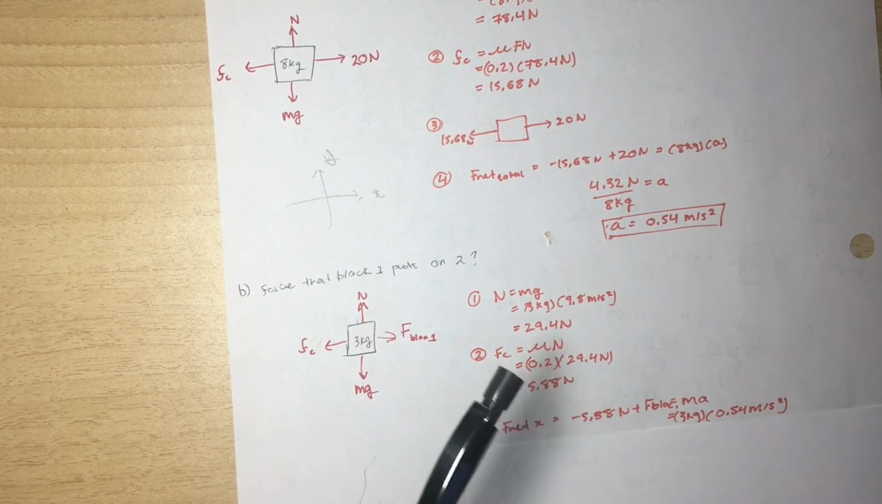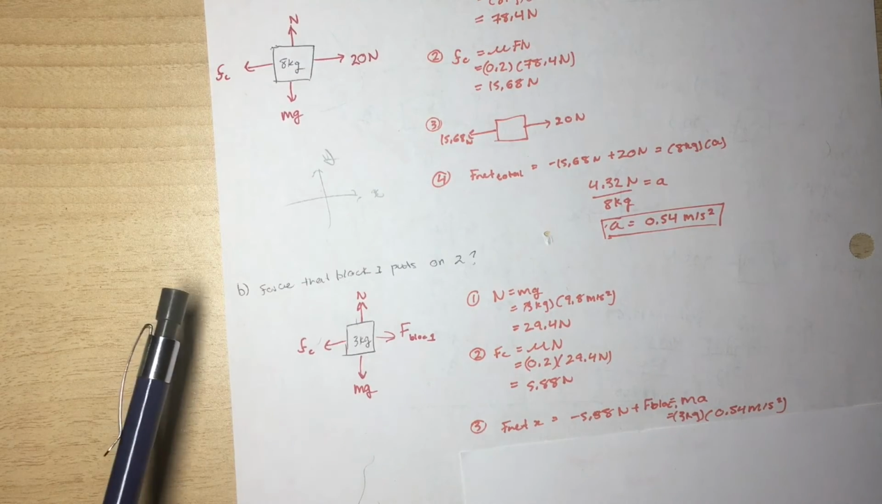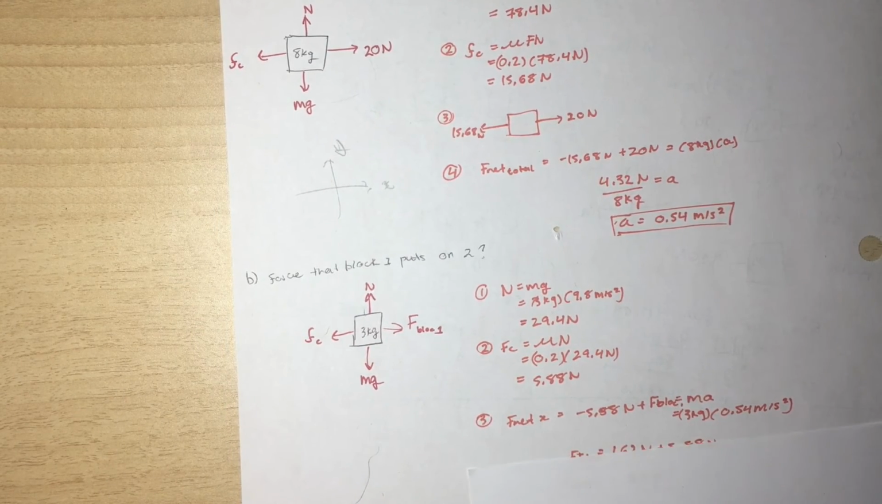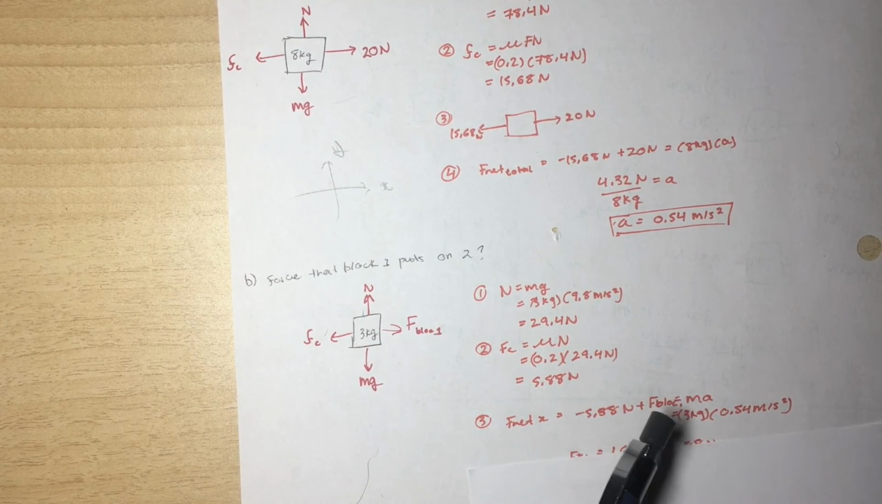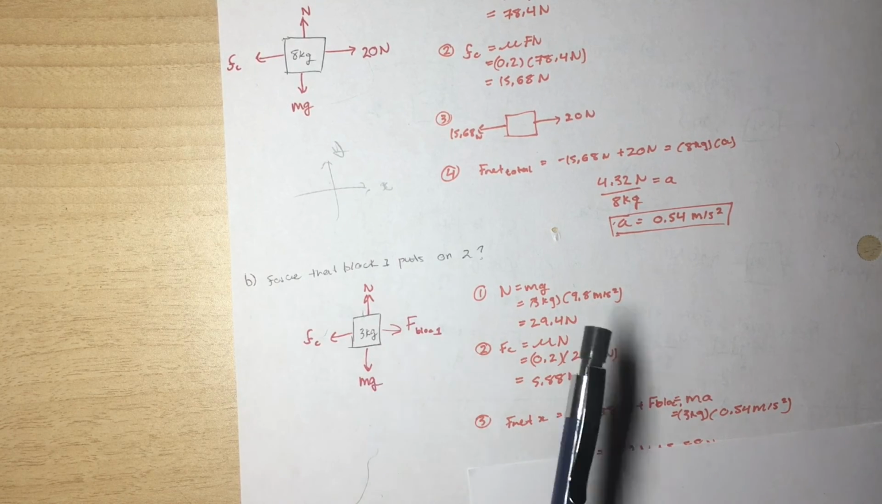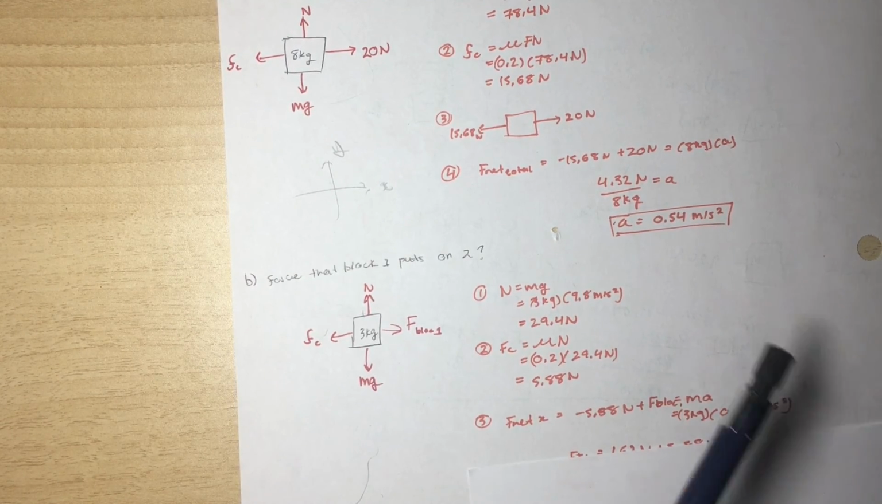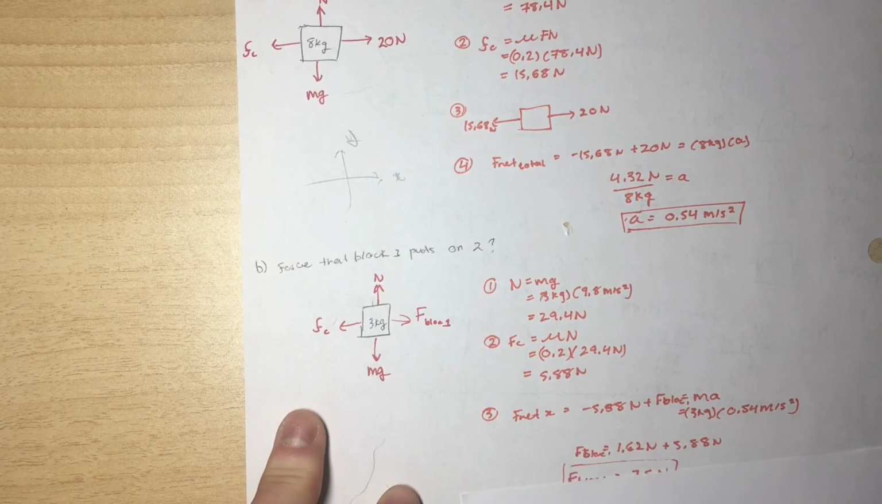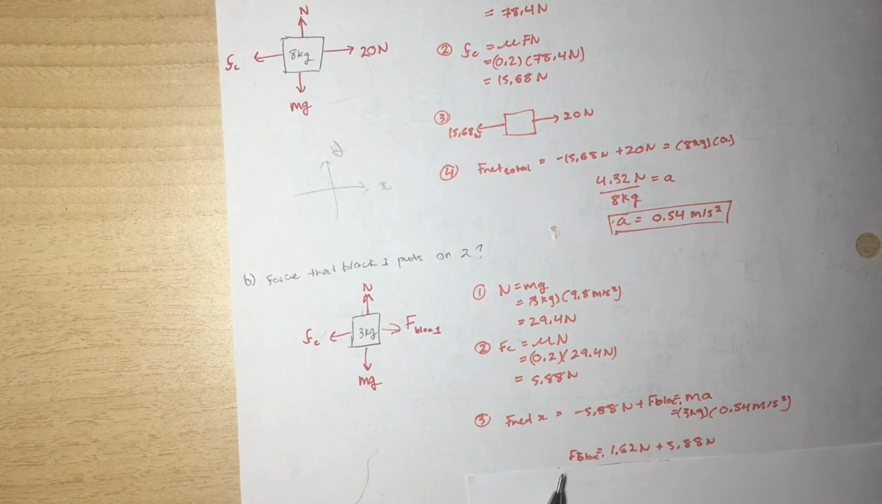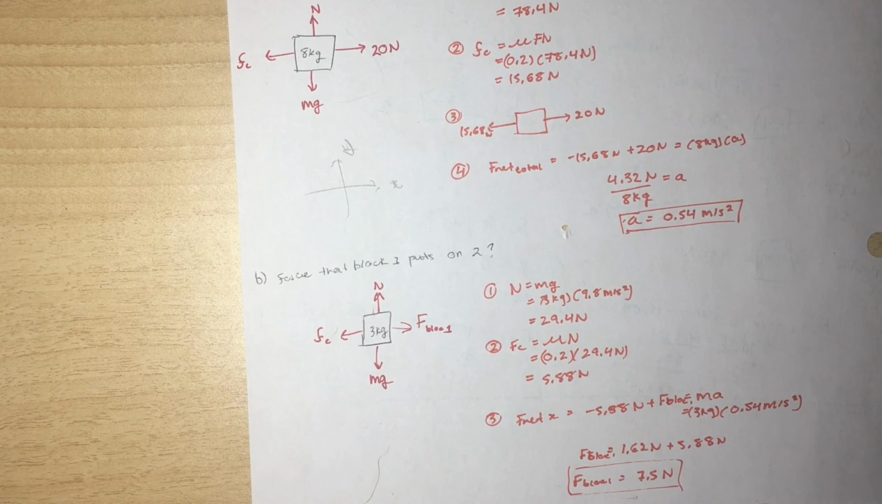And then if we do the F net in x of block 2, we get negative 5.88 plus the force of block 1 equal to ma. And we know both of these values. We have m as 3 kilograms and the acceleration, which we found in the first part. So now we only have one variable, so we can solve for that, and we get F of block 1 as 7.5 newtons.